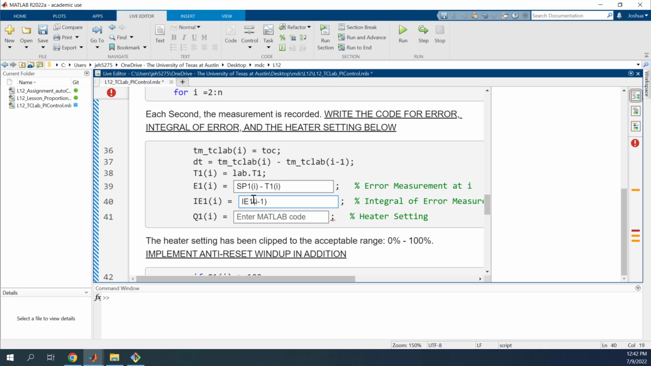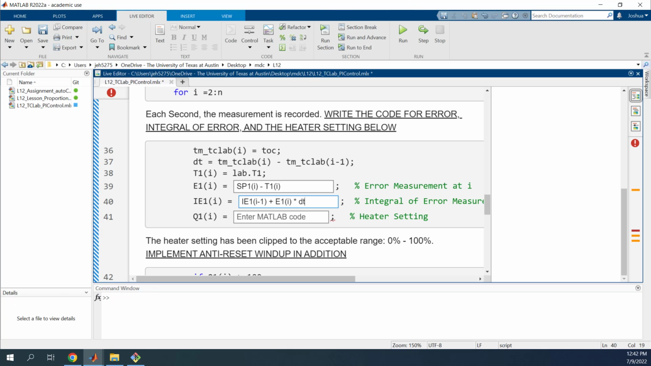So the integral of error at time I is equal to the integral of error at the previous time step plus the error E1 at the current time step times dt, the time that we were at from the previous time point. And that's just because as we're timing, sometimes it will be longer, sometimes it will be shorter, and that makes sense to me, this kind of discretization. You can think of columns, if you will.